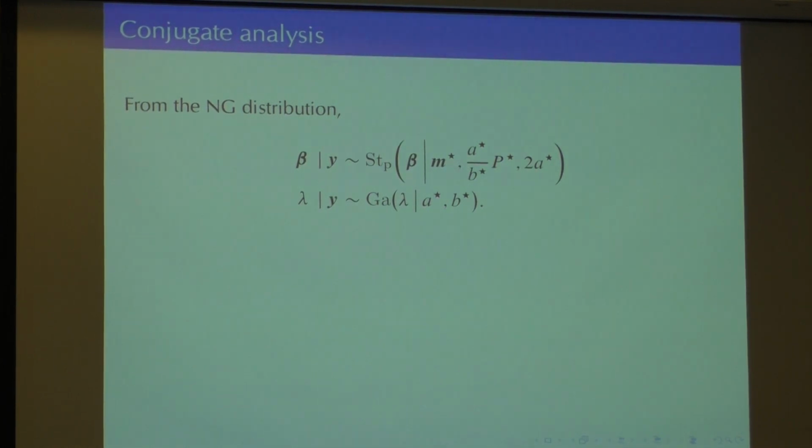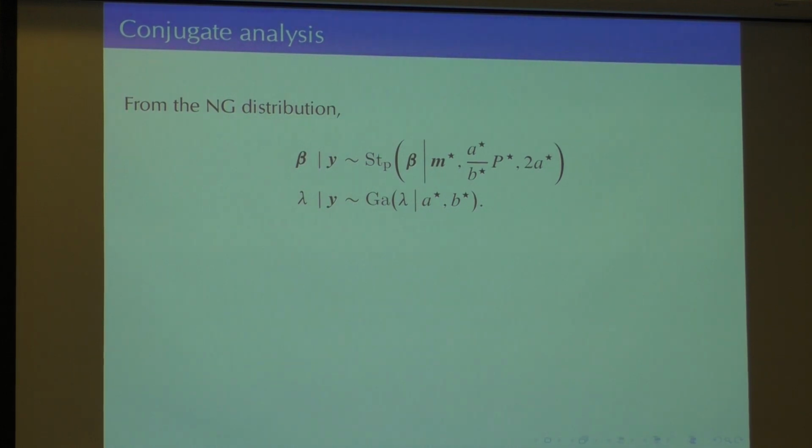Okay, you have the properties of the normal gamma in your handout, so you don't need to learn these or remember these by heart. You just need to know how to use your handouts and distributions. The marginal distribution for lambda is easy to get. That is a gamma with the same parameters A star, B star. And now the joint marginal distribution for beta is a student t distribution with those parameters.